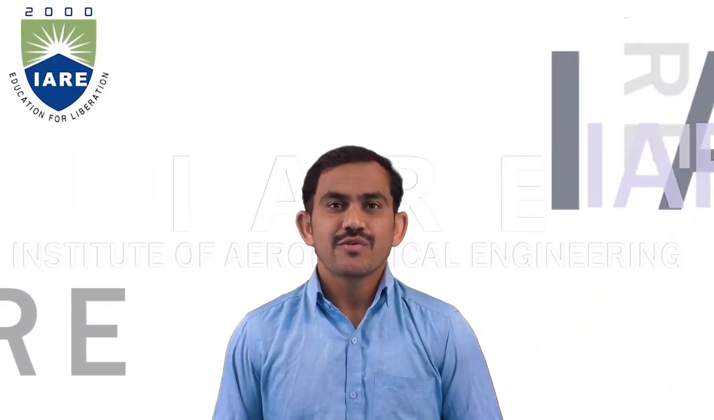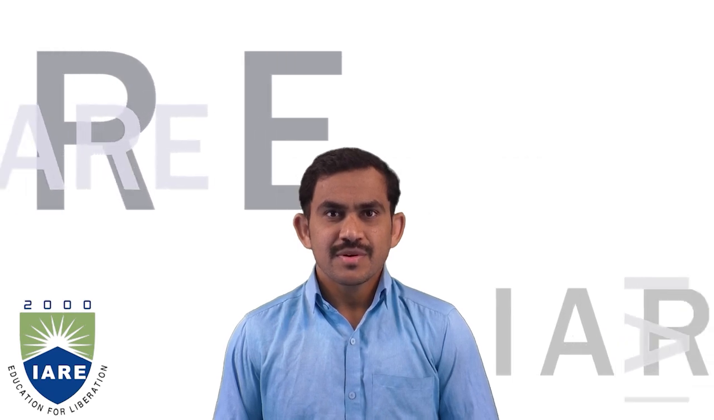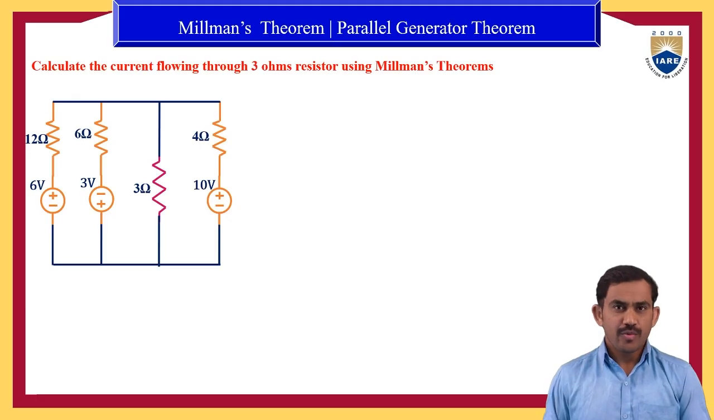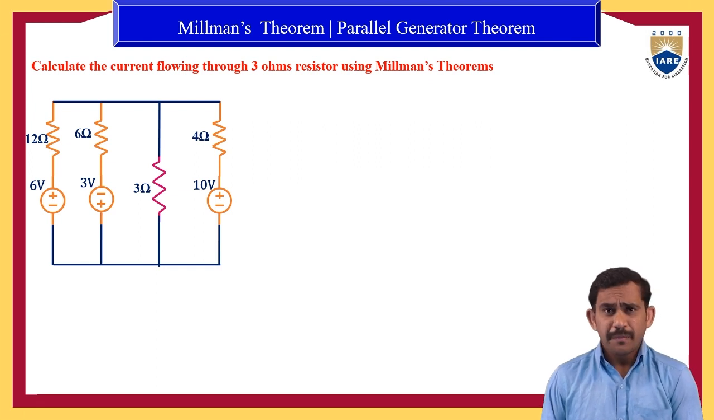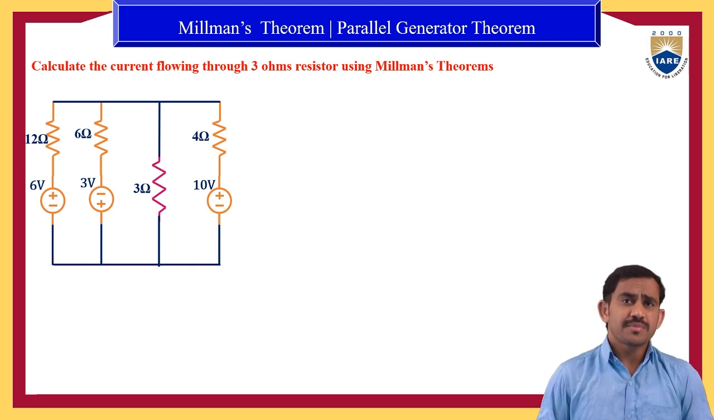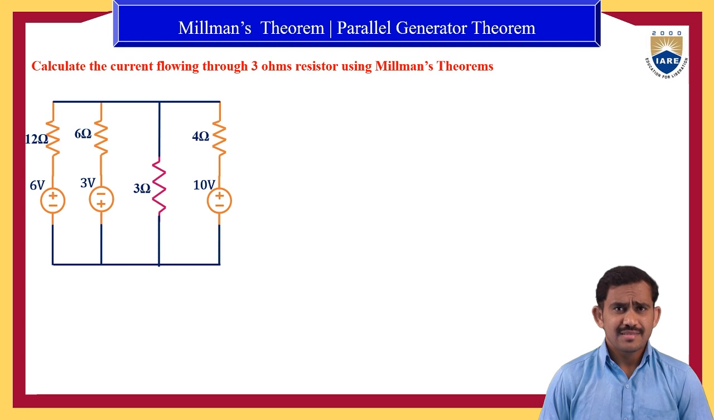In this video, I am giving one problem on Millman's theorem with voltage sources as well as current sources. Here I have a problem. There are voltage sources connected in parallel and a 3 ohm resistor. I need to find out the current.